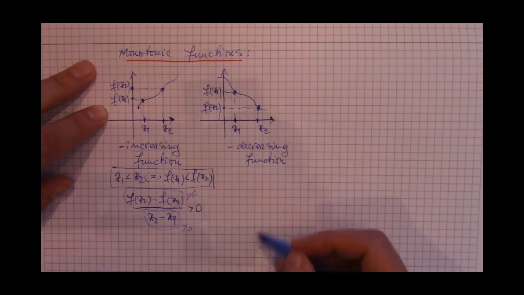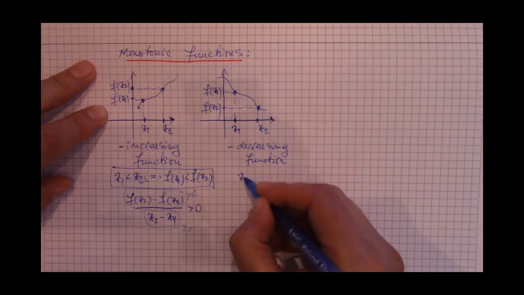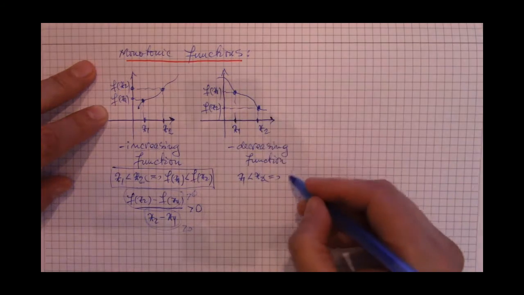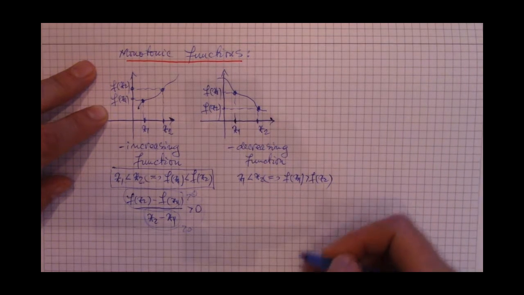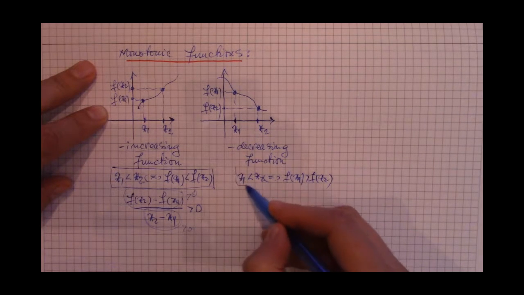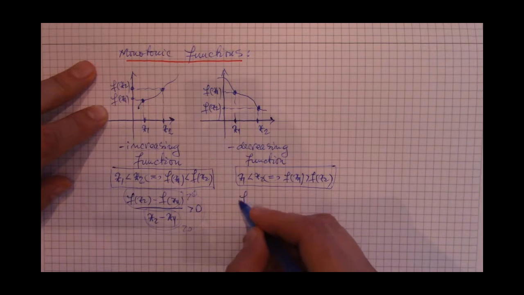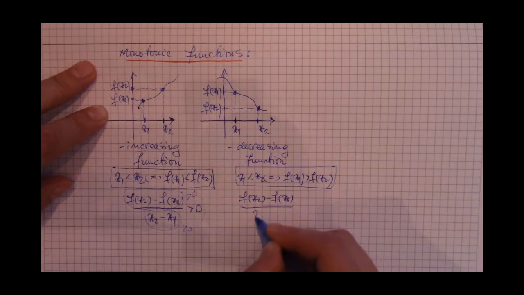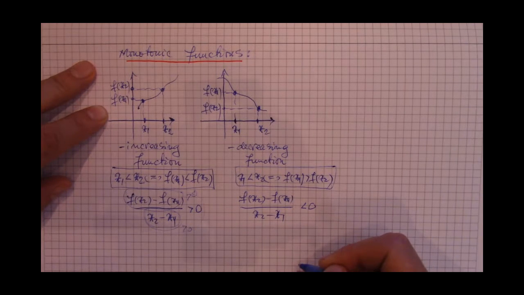So the definition of a decreasing function is x1 is less than x2 if and only if f of x1 is greater than f of x2. And just like we did with this fraction, this equivalence is actually the same as us saying f of x2 minus f of x1 over x2 minus x1 is negative.